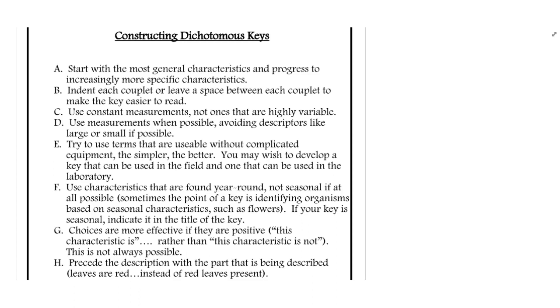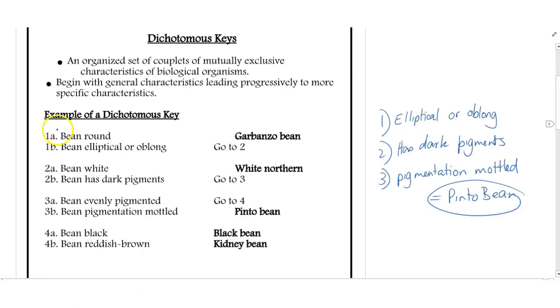Start with the most general characteristics to split them up, so the things that they all possess, or maybe 50-50 possess, and then get down to more specific characteristics as you go down your key. Indent each couplet or leave a space between each couplet to make it easier to read the questions. So, as we had up here, this couplet here has a space here, a space here, a space here. It makes it easier for people to read and see which sets of questions belong together.